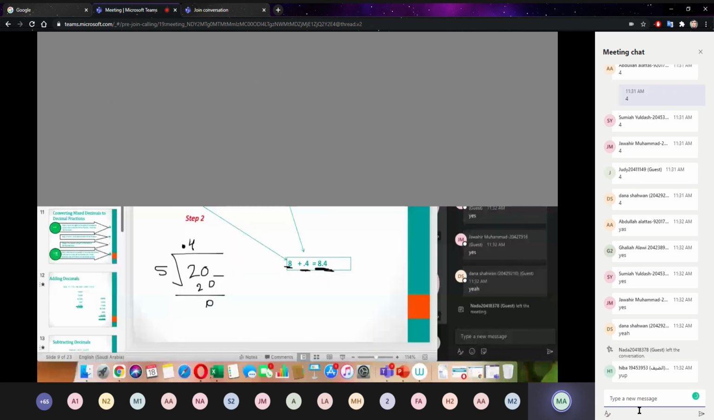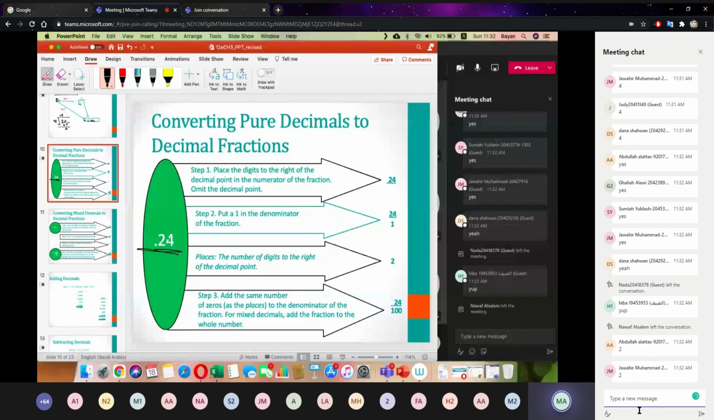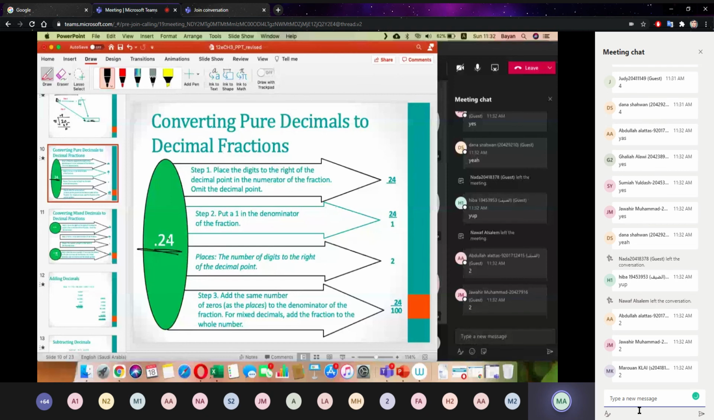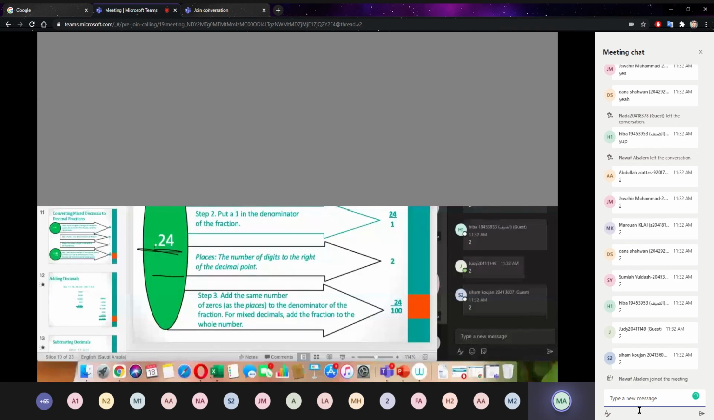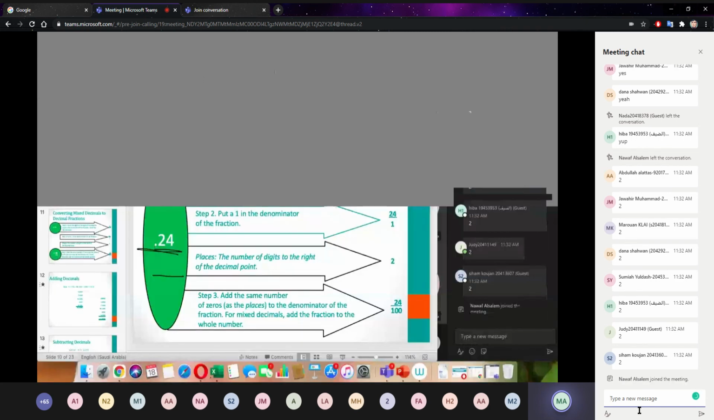Okay. Here we have convert pure decimal to decimal fraction. Here we have it as a decimal. We're going to write it as a fraction. We have 0.24. How many units on the right we have here? How many units in the right of the decimal? We have 2 units. So we're going to draw a line, a decimal fraction line. So we have 2 units in the right. So we're going to write 24 here.